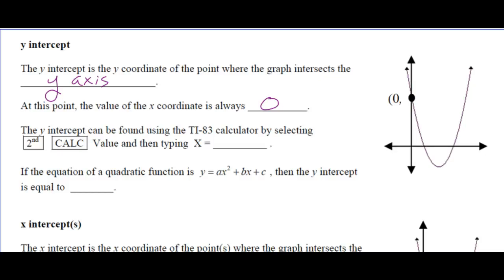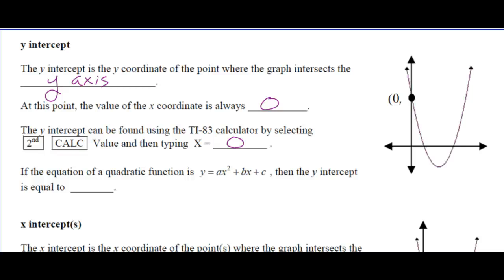The y-intercept can be found using the TI-83 calculator by selecting second calc, then number 1 for value, and then typing in x equals 0. Actually, all you're typing in is the 0, because the calculator is going to say x equals. If the equation of a quadratic function is y equals ax squared plus bx plus c, then the y-intercept is equal to c.